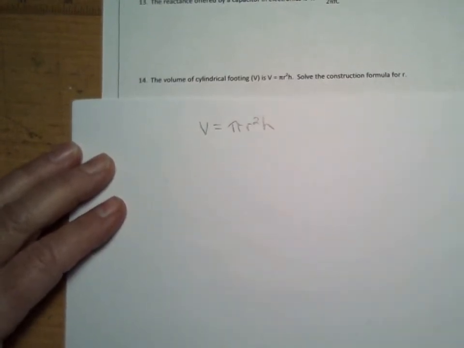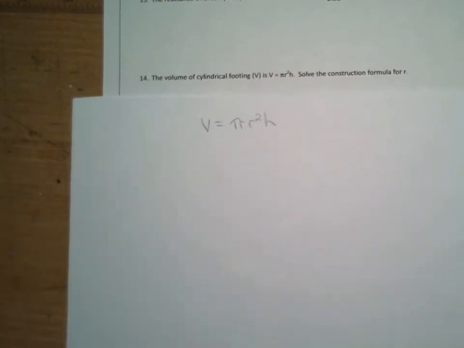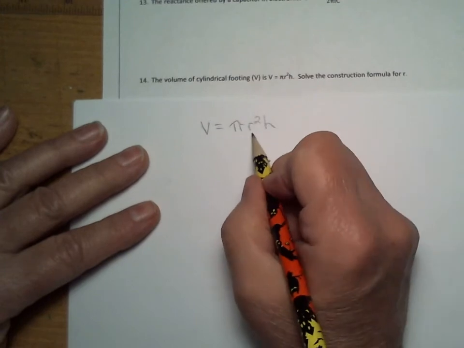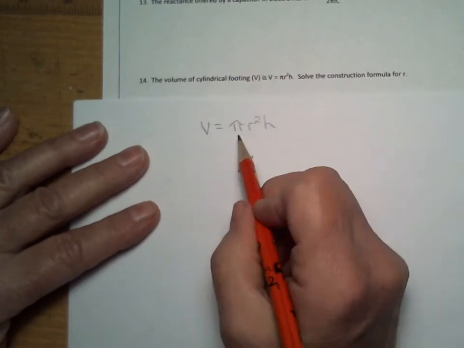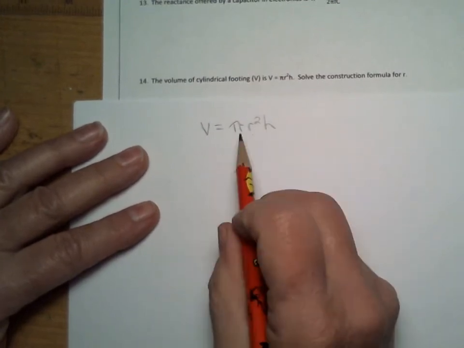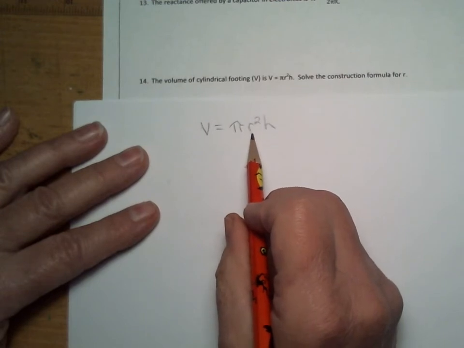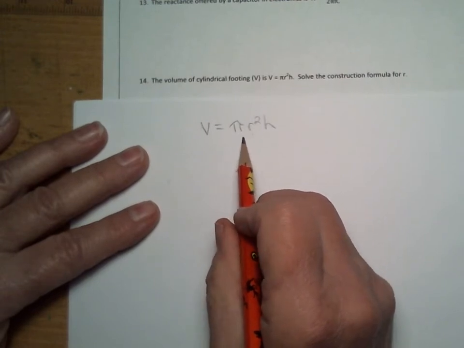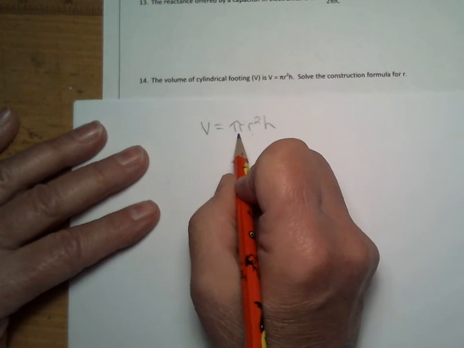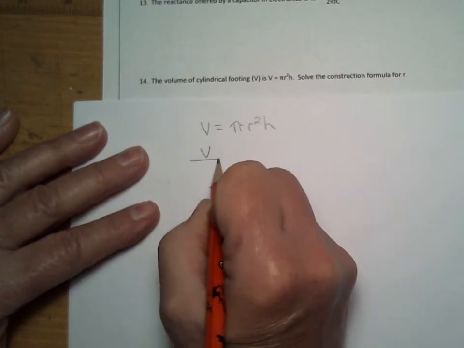Solve the construction formula for r. Again, no numbers are involved here, just manipulation of the formula. I'm going for r. That means the pi and the h have to go. The pi and the h are both multiplying r squared. So in order to break that, I'm going to divide by both pi and h.